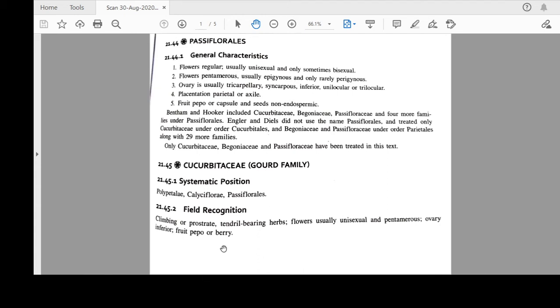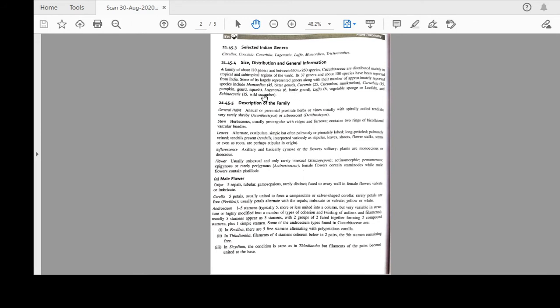There are some characters on the basis of which we can recognize a particular plant in the field without any technical aid. So, field recognition characters of Cucurbitaceae are: climbing or prostrate, tendril-bearing herbs, flowers usually unisexual and pentamerous, ovary inferior, fruit pepo or berry. Selected genera: Citrullus, Coccinia, Cucurbita, Luffa, Momordica, Trichosanthes, etc.